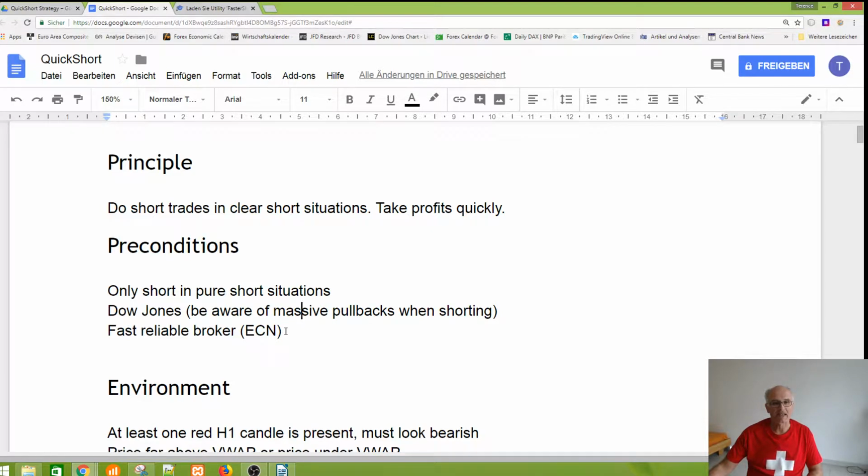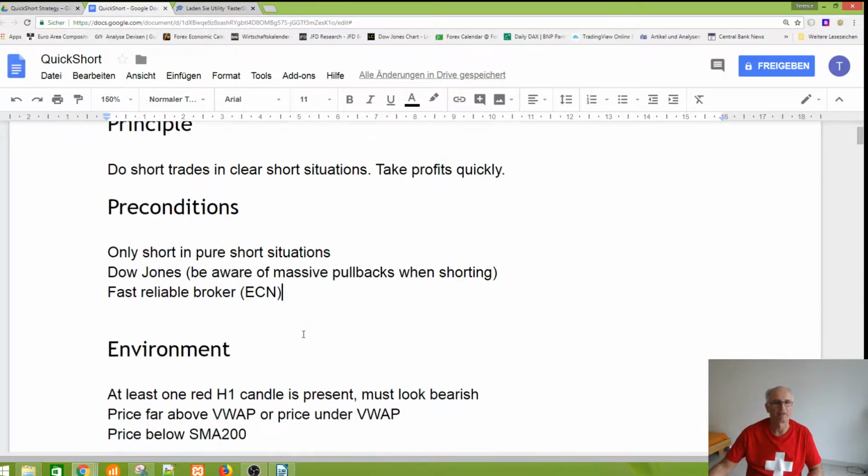I use MetaTrader 5. That's important, not MetaTrader 4, but the fast MetaTrader 5. MetaTrader 5 is 64-bit programmed.